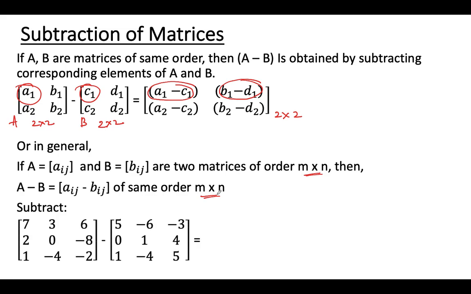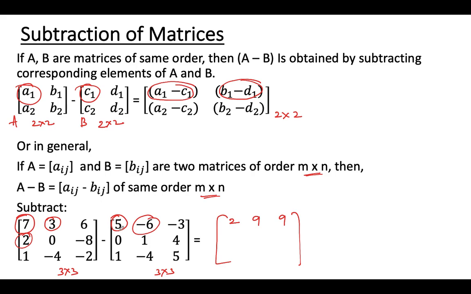Let's look at a simple example. If I want to subtract these two, first, can we subtract them? The order of this matrix is 3 by 3, and the order of this matrix is also 3 by 3, 3 rows and 3 columns. So yes, we can proceed with subtraction. And how can we subtract? We subtract the corresponding entries. First element of this matrix minus the first element of this matrix: 7 minus 5 is 2. Similarly, 3 minus minus 6 is 3 plus 6, that is 9. 6 minus minus 3 is 6 plus 3, this is also 9.